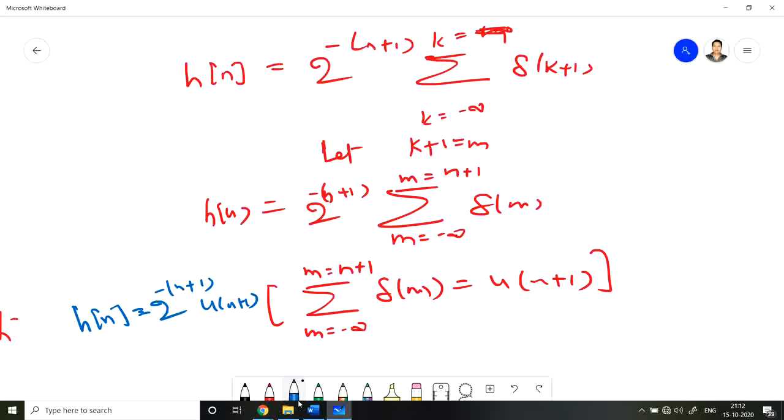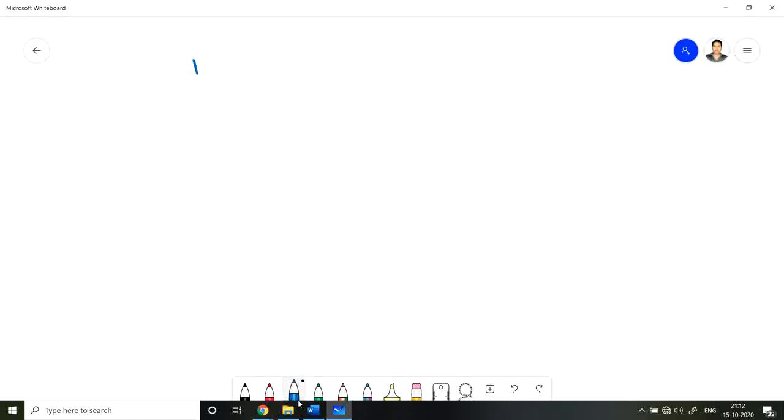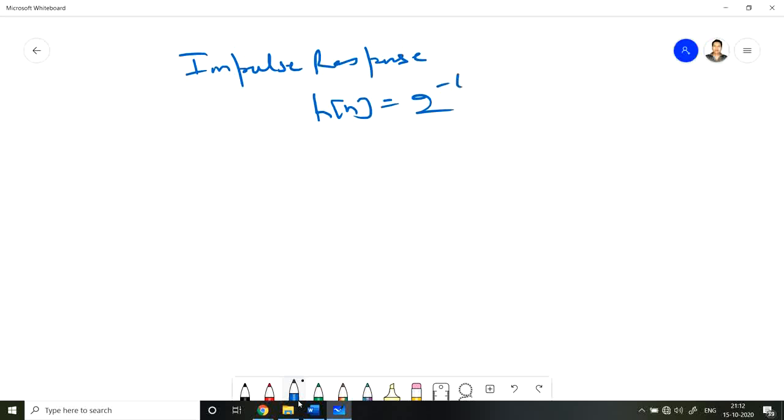So the impulse response h[n] is equal to 2 raised to the power minus (n+1) into u[n+1]. So this is the impulse response of our system. Now we can analyze that impulse response.